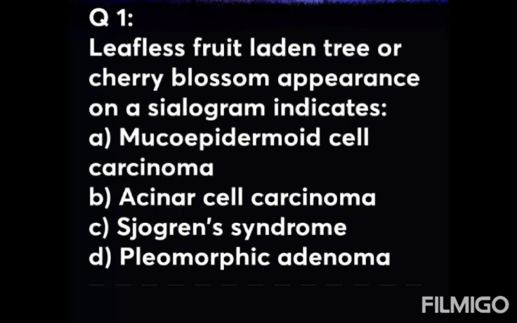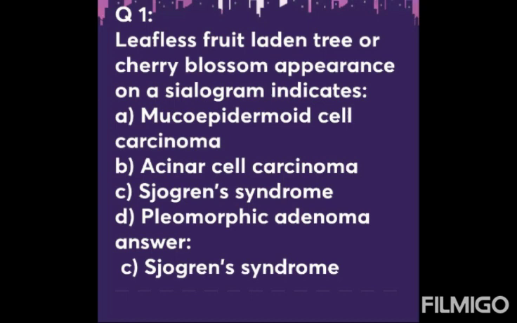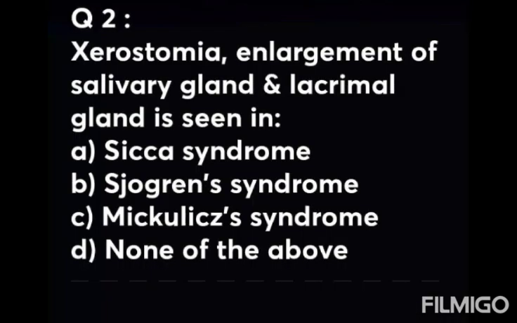Leafless fruit laden tree or cherry blossom appearance. So here the answer is option C, Sjogren syndrome. Sjogren syndrome looks like leafless fruit laden tree or cherry blossom appearance in the sialogram, and snowstorm appearance also is Sjogren syndrome.